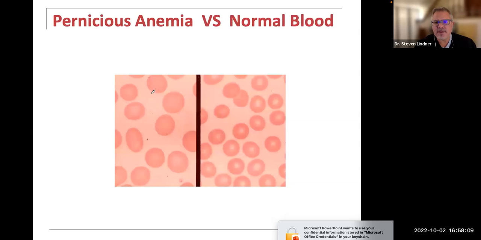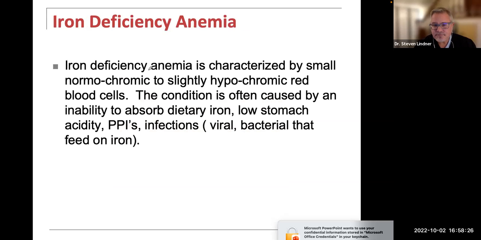Here's just a look on the left-hand side of pernicious anemia. These are larger megaloblastic cells. And on the right is the normal cell. You can see it's a little bit hypochromic in the center, but these on the right are normal size. On the left side, they are much larger.